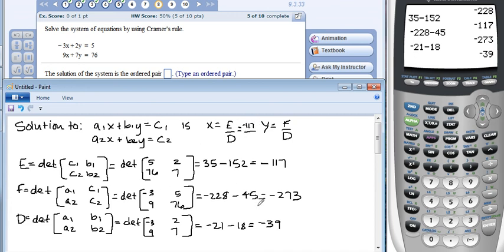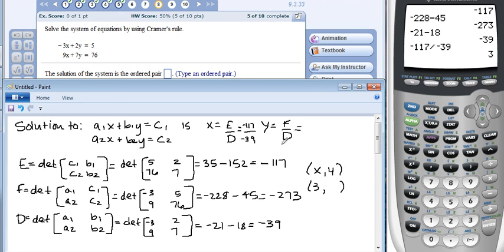D is negative 39. Okay? So we're going to take negative 117 and divide through by negative 39. We get 3. So x is 3. That's our first ordered pair. We're going to do it in xy form, so we've got 3, something. Now we're going to do y.